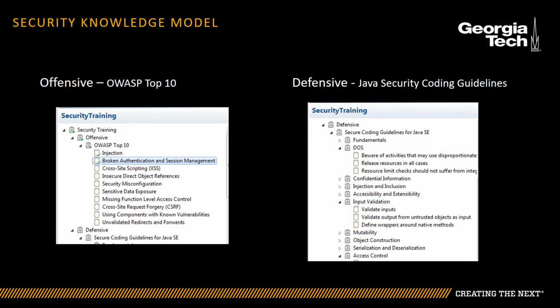What we're talking about here is two different areas. An offensive one, which is how somebody goes about doing an attack, and we focus here on the OWASP top 10 attacks that are out there and commonly done. And then we talk about defensive and how we would code in Java to prevent these different types of attacks.